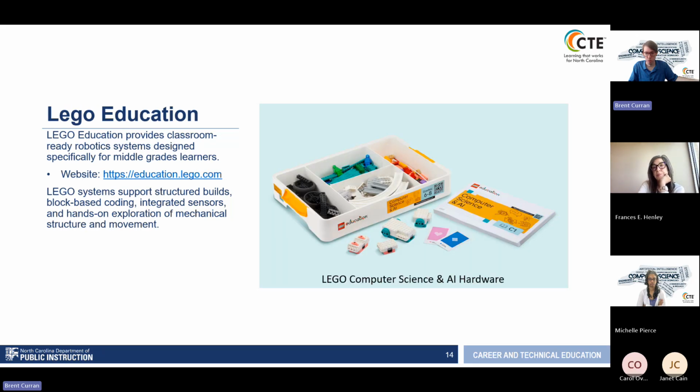This is the new system. They're calling it the Computer Science and AI Hardware. They have a completely new motor, new sensors and whatnot. This system, I would wait to see what their new competition looks like, and kind of look at some general feedback from around the field and other states around the country, because this is brand new. I don't know if there's any issues or kinks that need to be worked out in it yet.